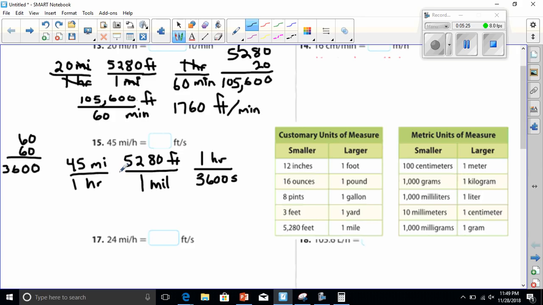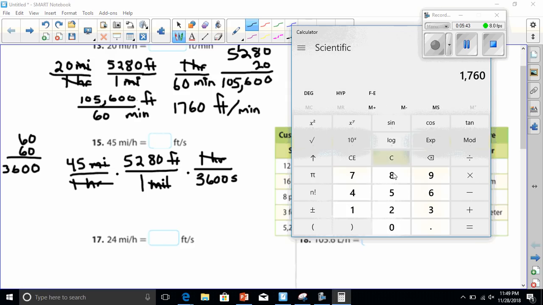All right, let's start crossing things out again. We can cross out miles. We can even cross out the hours. As you can see, we're back to what we needed, feet and seconds. Well, we have to multiply 5,280 by 45. And that gives me 237,600.